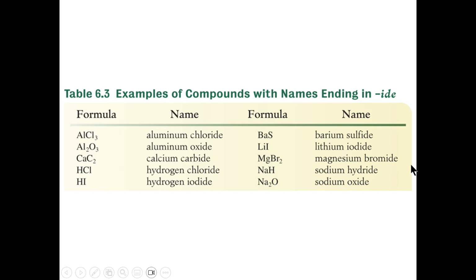And these are just examples of binary ionic compounds. As you can see, all of them end with IDE. They are binary because they're made up of two elements. They are ionic because one element is a metal, the other element is a nonmetal. And basically, we just follow the rules, and that's how we derive the names based on their formulas.